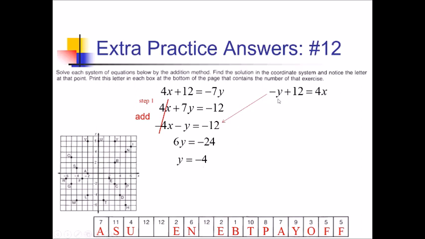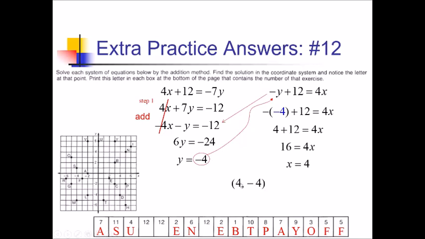And then I'll just plug that in up here. So this is going to be negative 4 plus 12 equals 4x. So that's positive 4 plus 12, which is going to be 16 on the left side. Dividing by 4, I have x equals 4. So that's the point 4 comma negative 4. Make sure you have those in order. Going to my grid, I've got 4 to the right and down 4. That brings me right here to D. So that means in these 12 spots I have a D and a D and another D. 3D. There we go. All right, I filled in my entire letter grid down here.